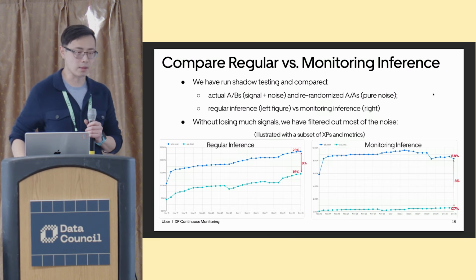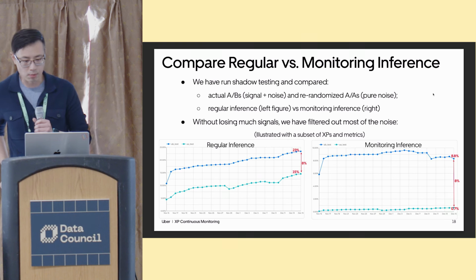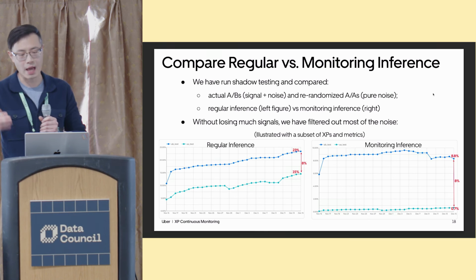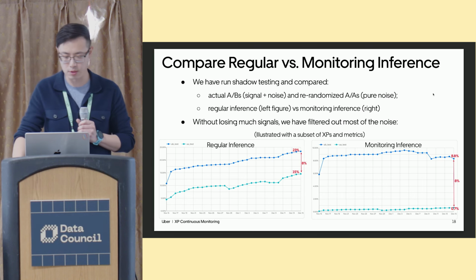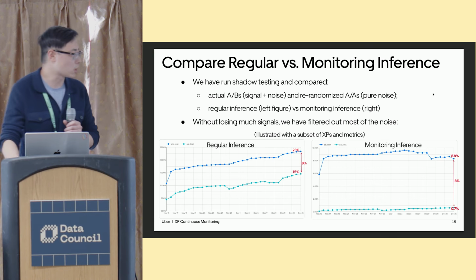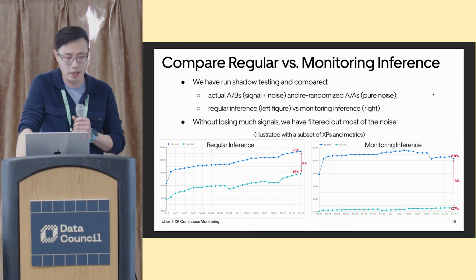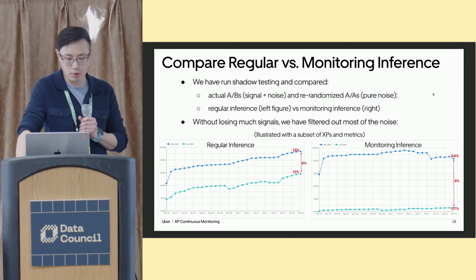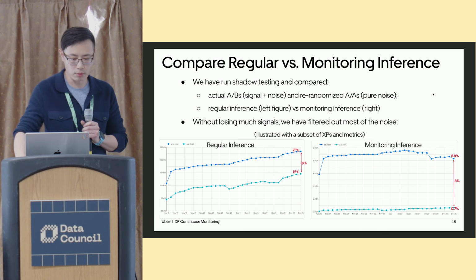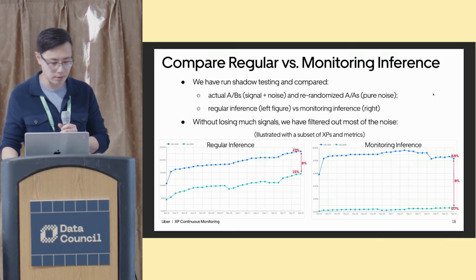So what it looks like in practice, I want to show you some shadow testing results when we compare the regular fixed horizon inference and our new monitoring inference with anytime valid confidence sequence. So for shadow testing, we ran both actual A/B test and the re-randomized AA test, as I just mentioned, for the subset of XPs and metrics.